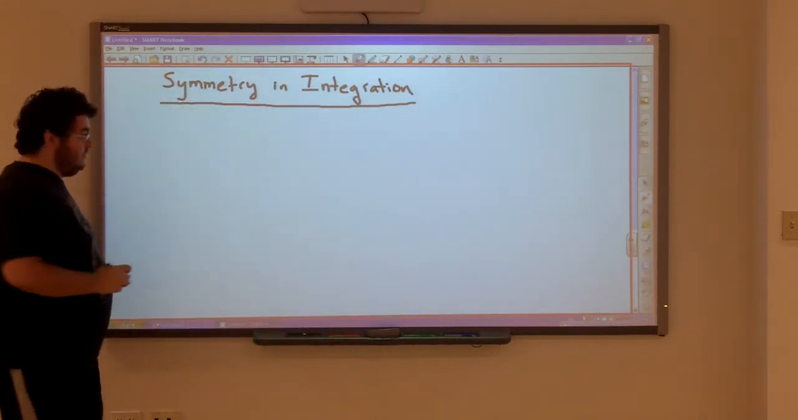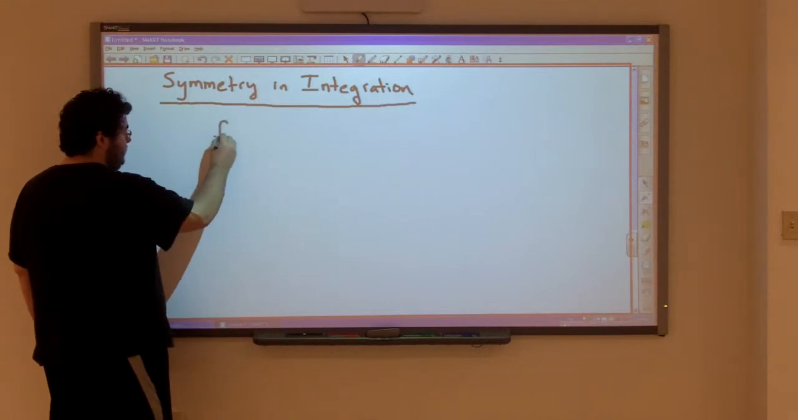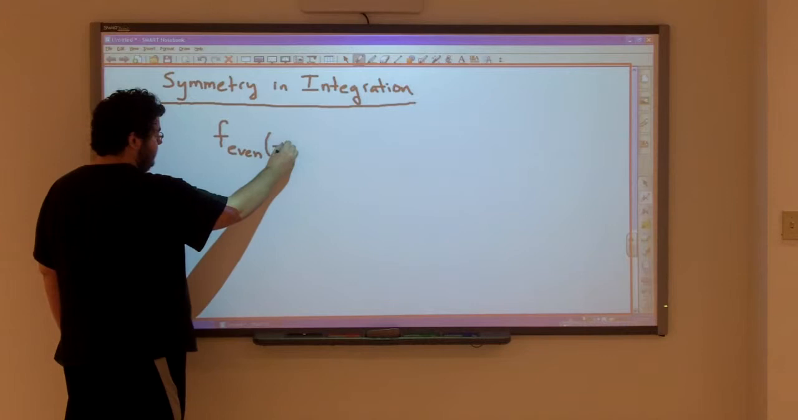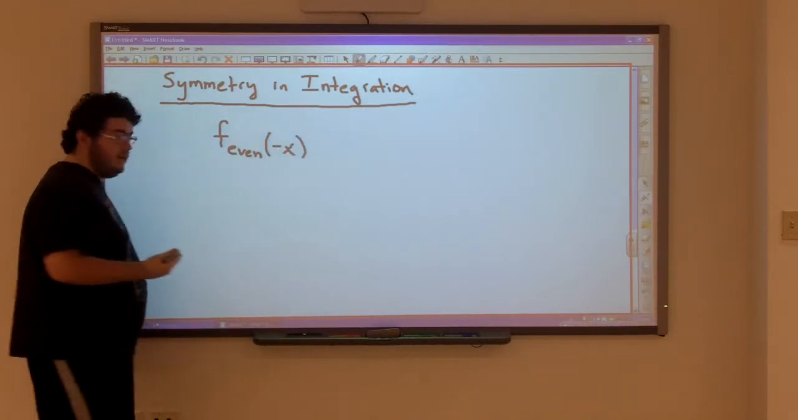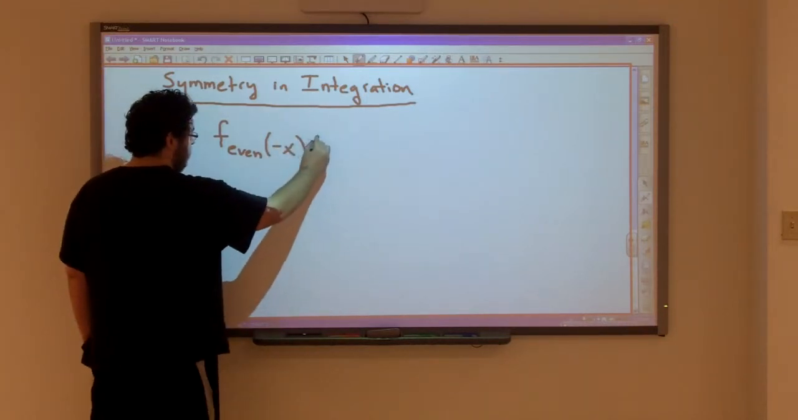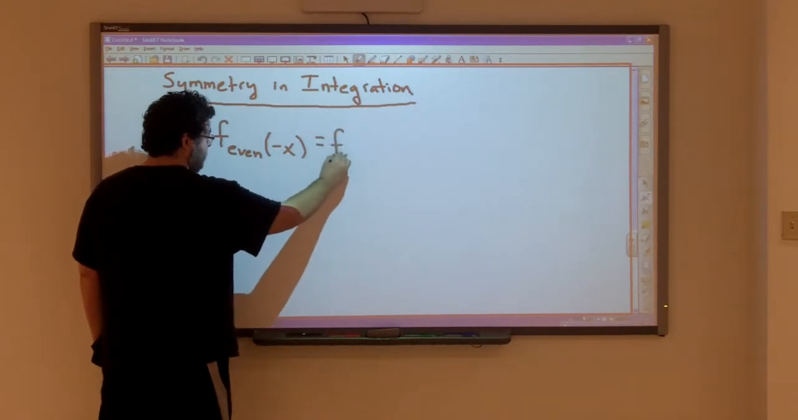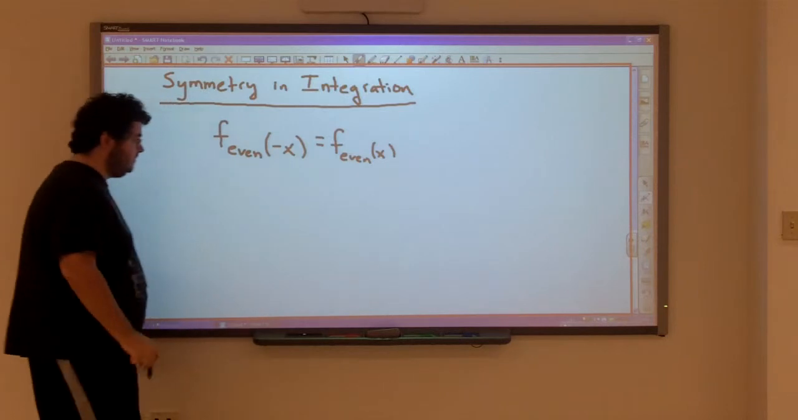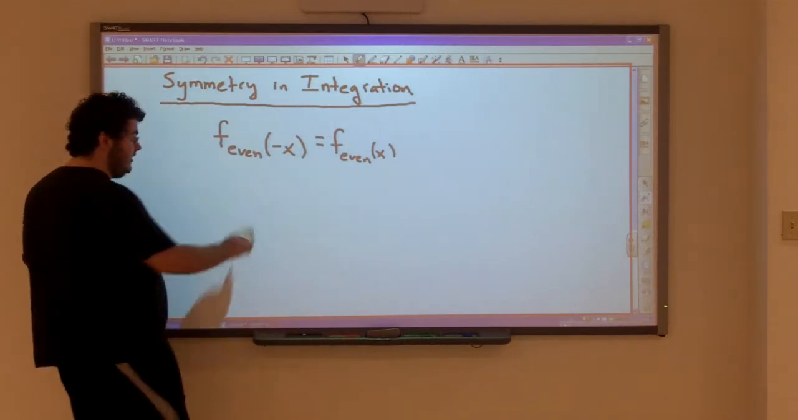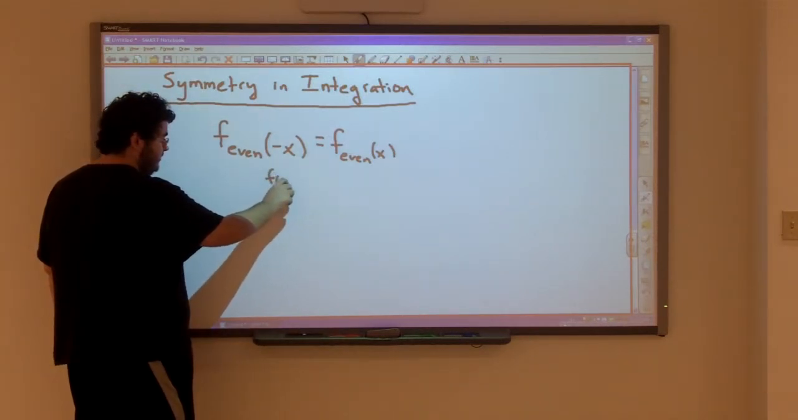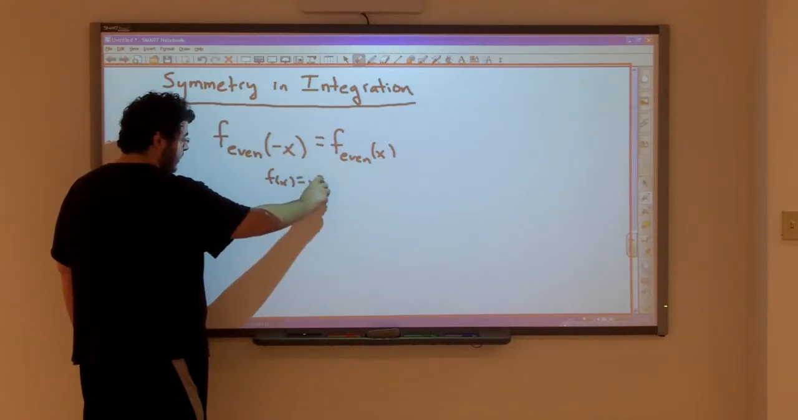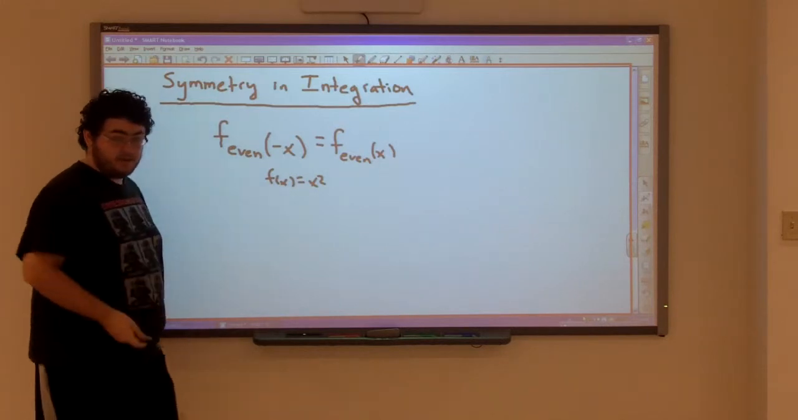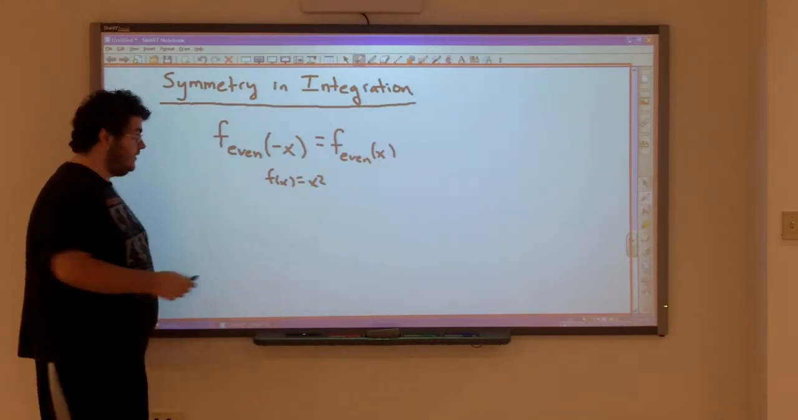Just to have a little bit of a review, an even function has the property such that f even of negative x is equal to f of x. A function that has this property is something like f of x equals x squared, because no matter what you plug in, f of negative x is negative x squared, which is x squared. So that's what we call an even function.